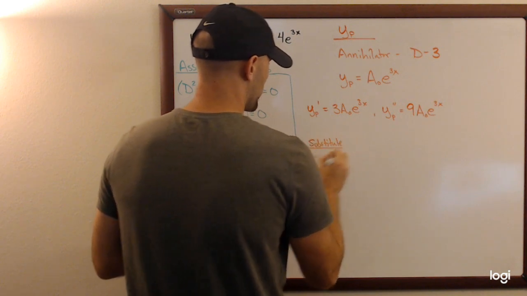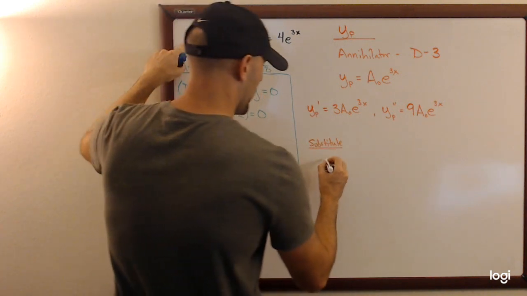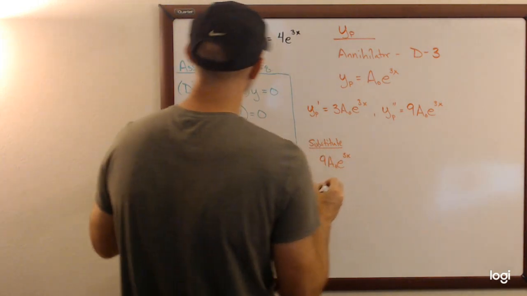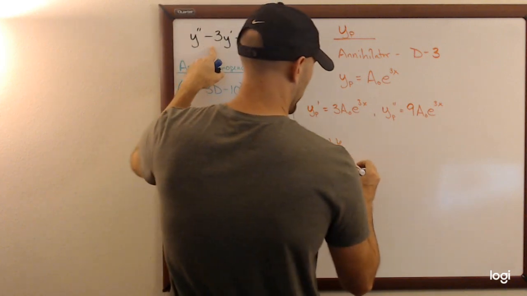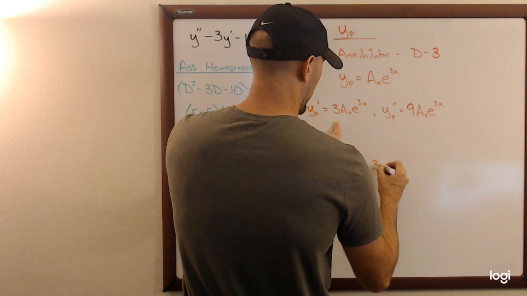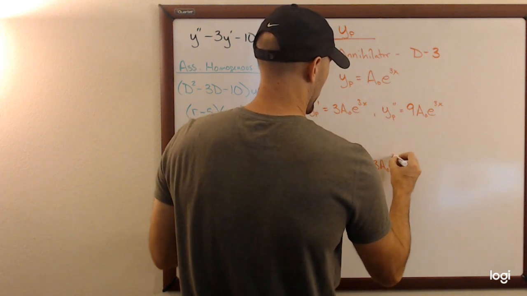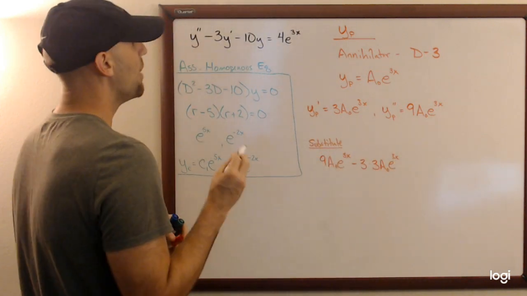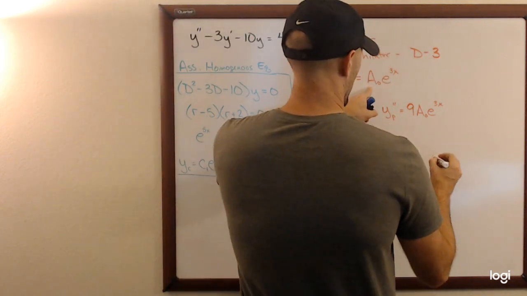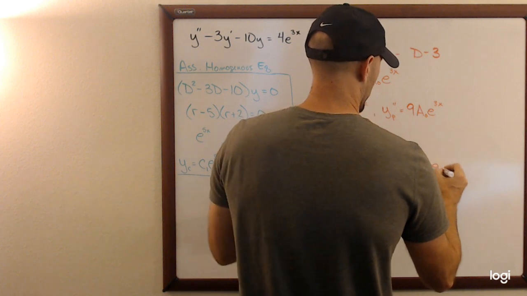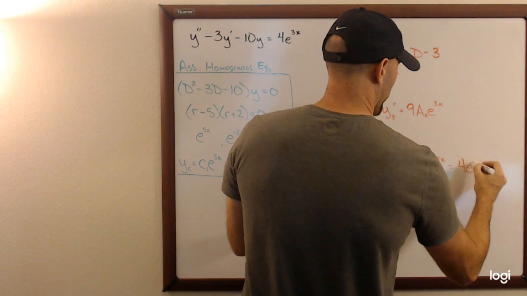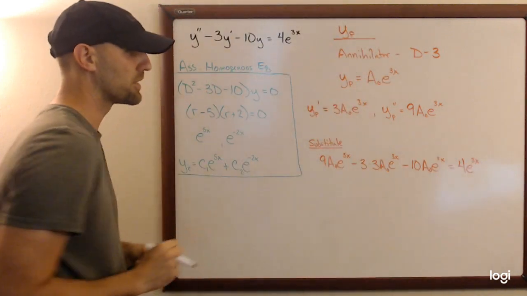All right, so let's go ahead and substitute those in. Y double prime, that's 9 a naught e to the 3x, minus 3 times y prime. Y prime is 3 a naught e to the 3x, minus 10 times y, okay? Minus 10 times y was a naught e to the 3x. And supposedly, this is equal to 4 e to the 3x.